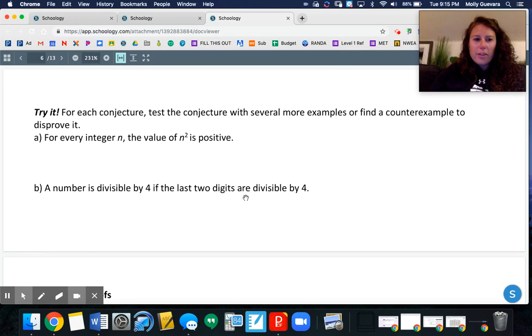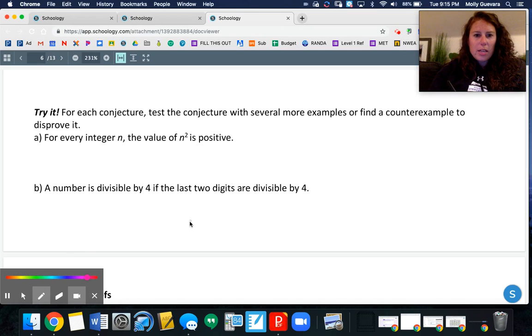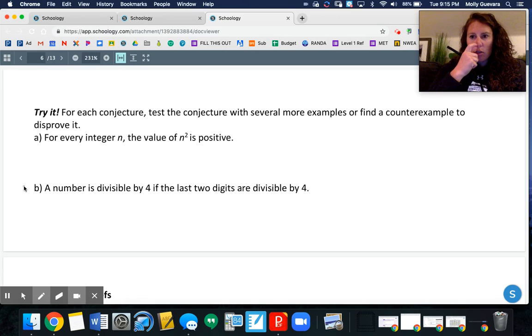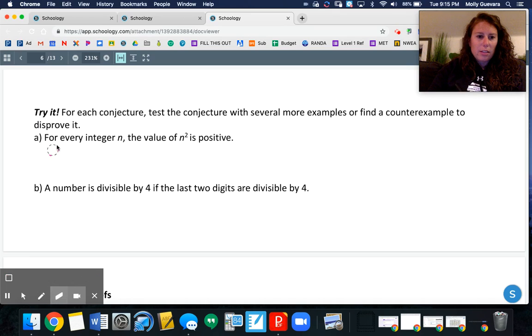Okay, so hopefully you gave it a shot. We're going to go ahead and go through these really quickly. So we're going to test the conjecture with several more examples or find a counterexample to disprove it. So here, for every integer n, the value of n squared is positive. So we could just start picking numbers, right? Maybe we do 4.